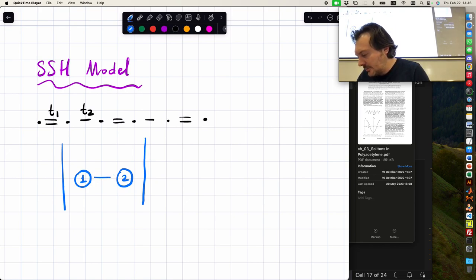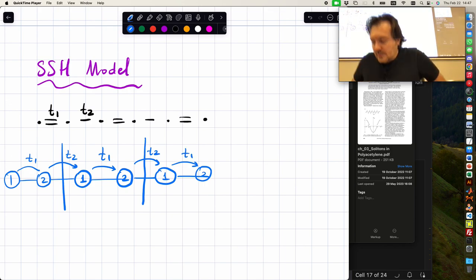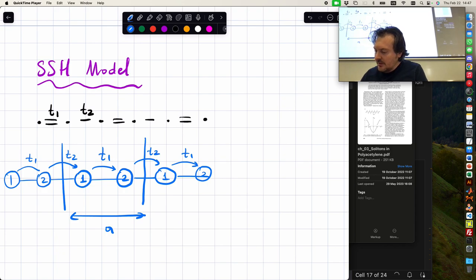Or let me not say whether they are double bonded or not. The interaction over here is T1. Then there is the image of the first atom again, the second atom again. And these ones are connected by T2. So this goes on forever. T2, T1, T2, T1, T2, T1, T2, T1. Now, how do I solve this? The way that we treat this is, if this distance is A, then you can think of it this way.